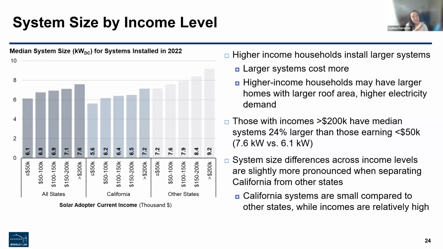And then that distribution is essentially broken out to the California systems in 2022. Again, that was about 40% of the whole sample in 2022, and then just the other states. So you can see here that while systems in California are generally smaller than in other states, the trend still holds. So next slide.